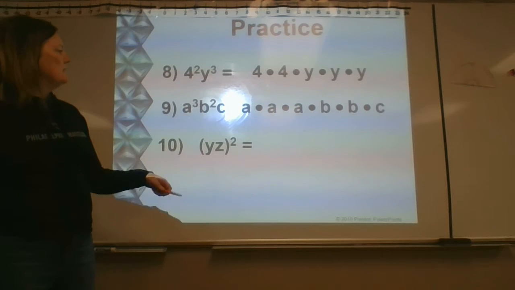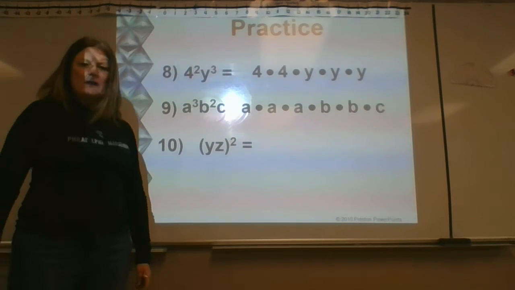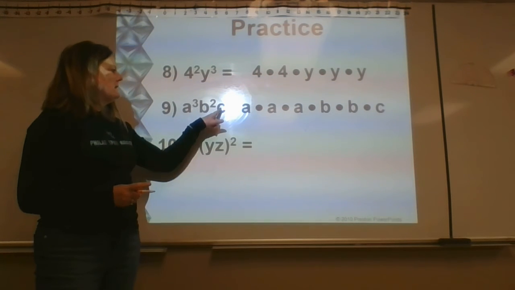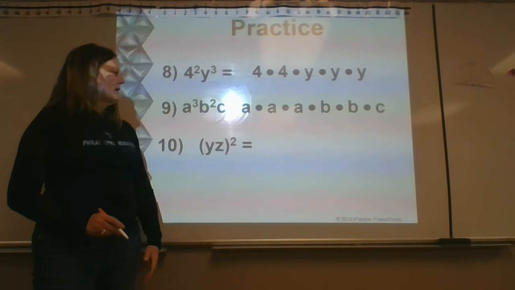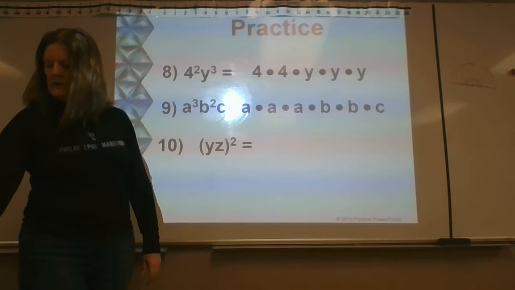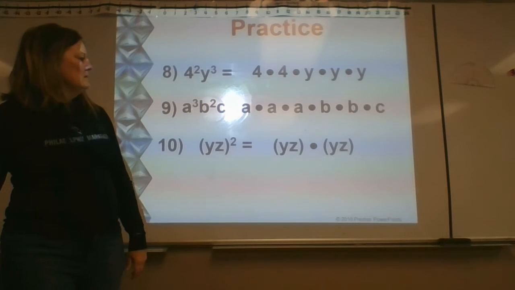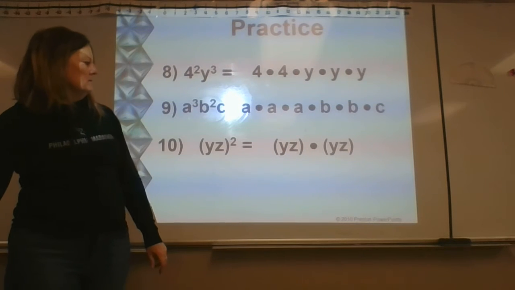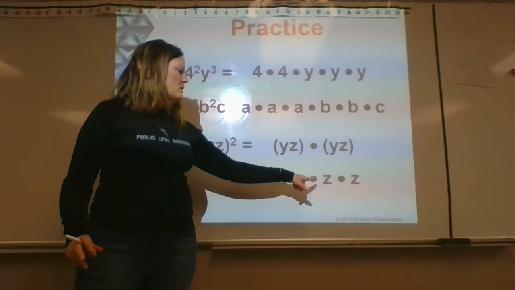Next one is a to the third b squared c. So a multiplied by itself 3 times and b multiplied by itself twice. And c, there's no exponent, which means there's just 1. So we'd have times c. And this time we have yz in parentheses. So that means you would multiply y times z, which we can also write as y times y and z times z.